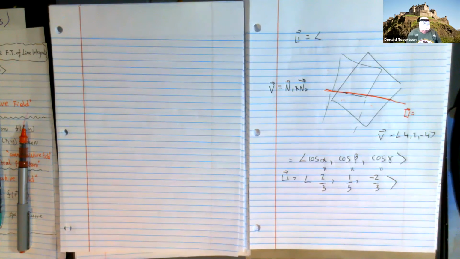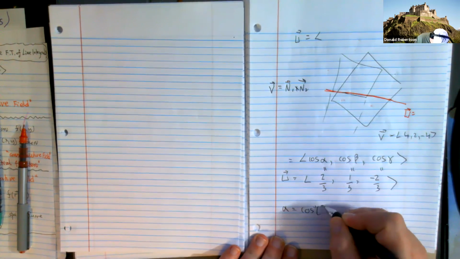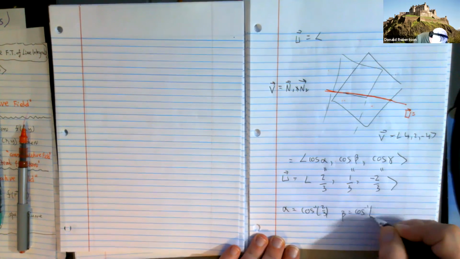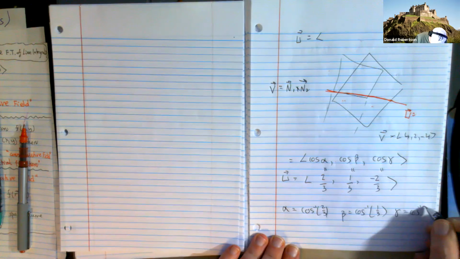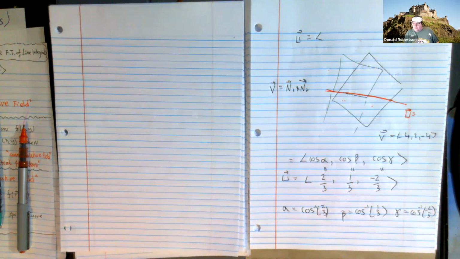Whatever your unit vector is, cosine alpha is 2/3, cosine beta is 1/3, and cosine gamma is -2/3. If you have to find alpha, beta, and gamma, just take the inverse cosine of 2/3. To get beta, the inverse cosine of 1/3. And to get gamma, the inverse cosine of -2/3. There's no reason they add up to 180, because they don't typically.